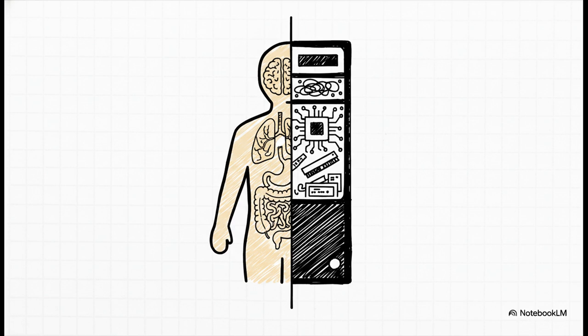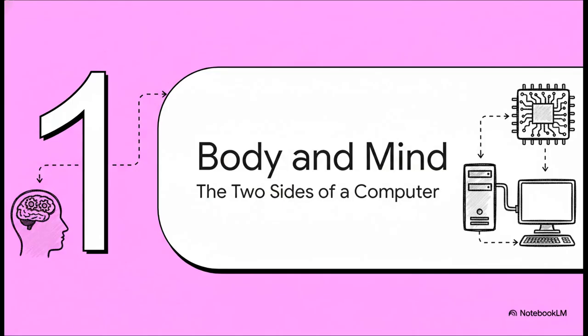Okay, so here's the secret. The absolute simplest way to wrap your head around a computer is to just think of it as a person. Seriously, once you start seeing it that way, everything else just kind of clicks into place. All right, so let's run with that idea. We're going to start with the two sides of a computer, its body and its mind. Just like a person, right? You've got these two fundamental parts, and they absolutely have to work together.